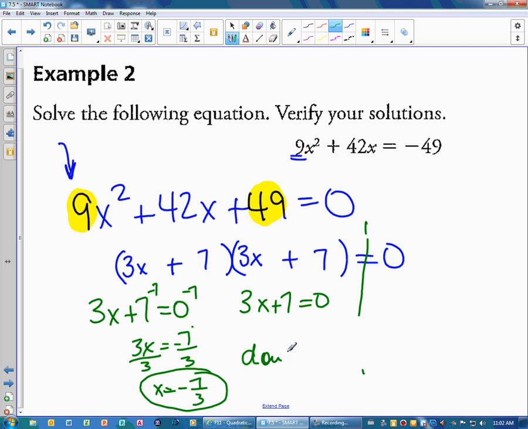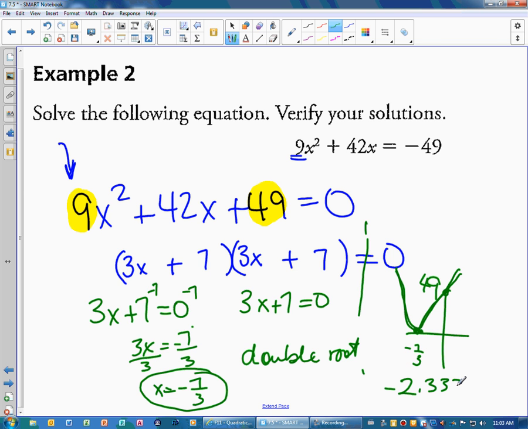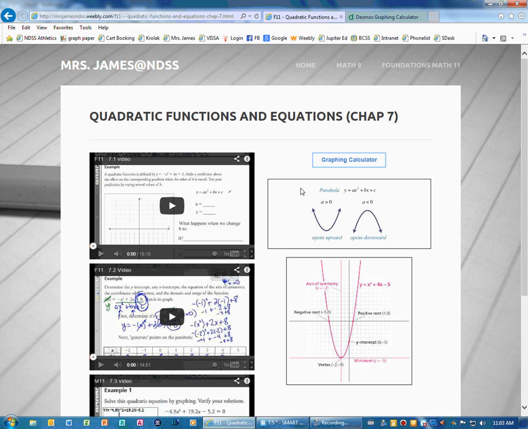We call this a double root. And what it means is the graph, I don't know exactly what it looks like. My y-intercept is here at 49. My x-intercept is here at negative 7/3. Graph looks something like that. It bounces off and it just touches at exactly one place. So this is roughly negative 2.3333. So let's go back to that graphing calculator and let's graph it and let's see what this looks like, okay? And let's see if my x-intercepts are negative 2.333.